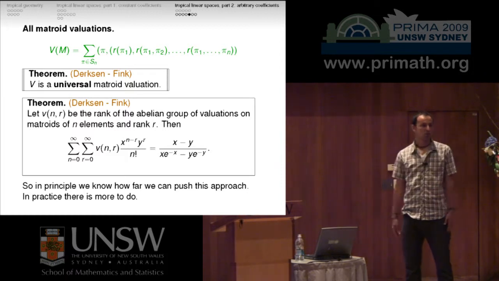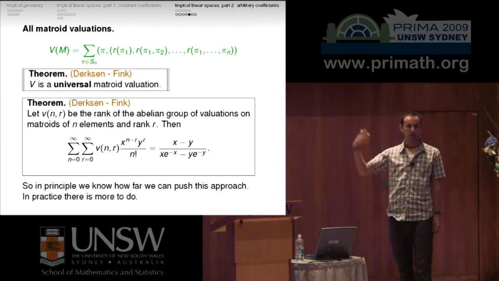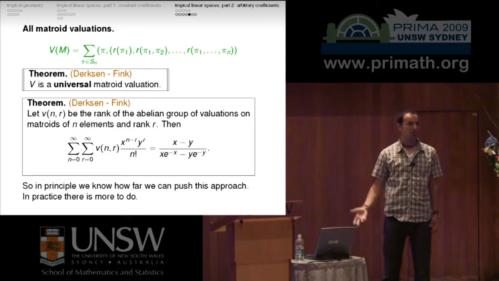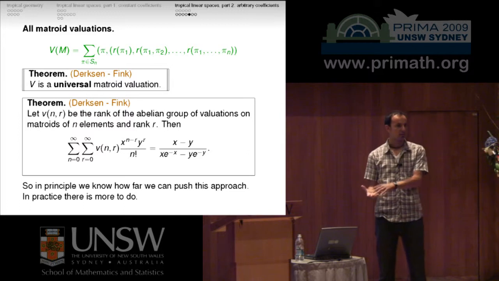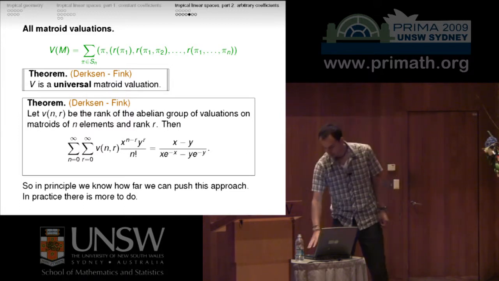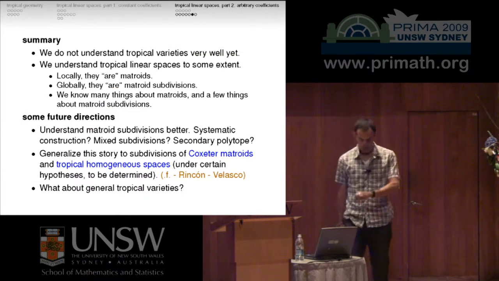But in practice, there is more to do. I mean, this is a universality statement, and then the question becomes, if I have some other matroid valuation, how do I very explicitly say what it is? Okay.